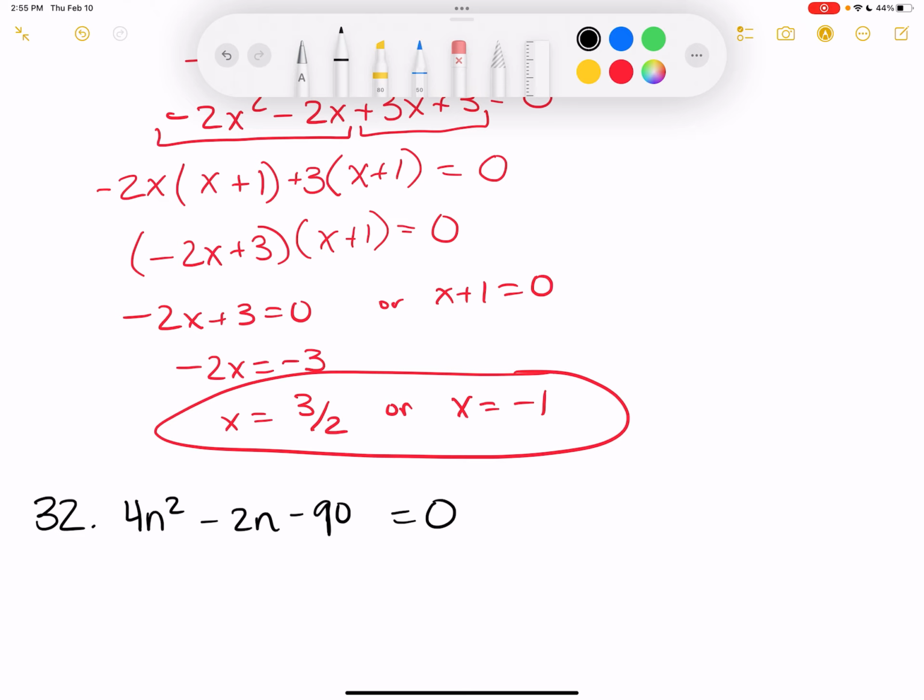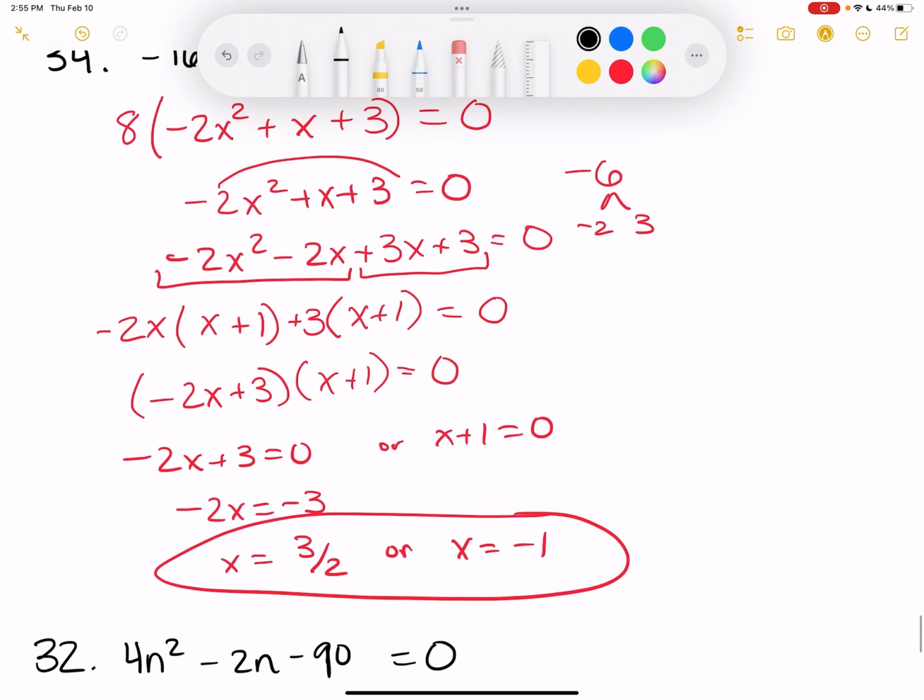Can you scroll up a little bit? James needs to see what to do.